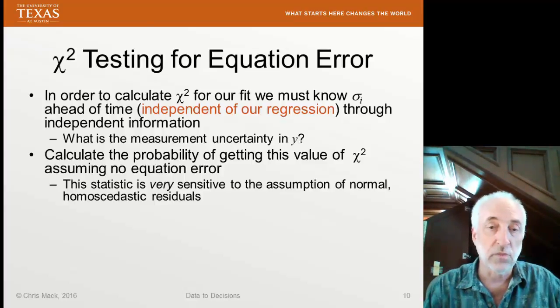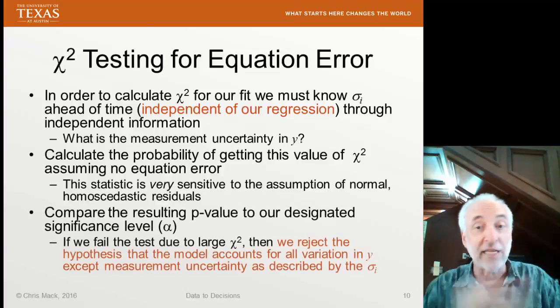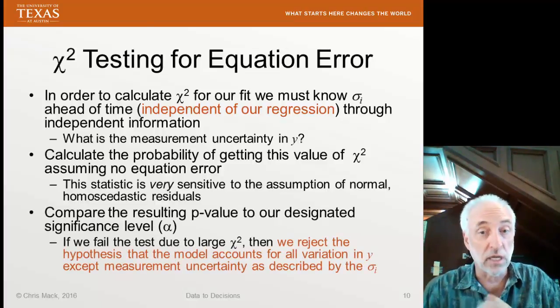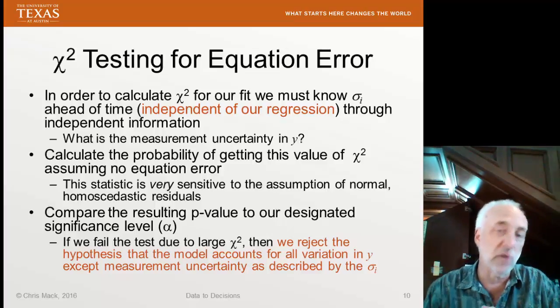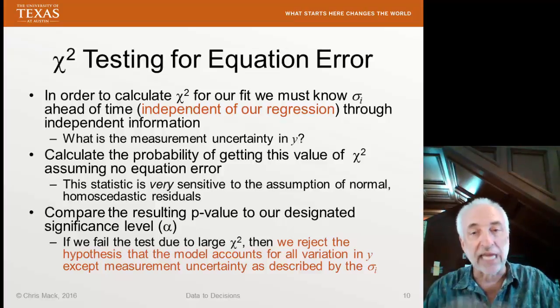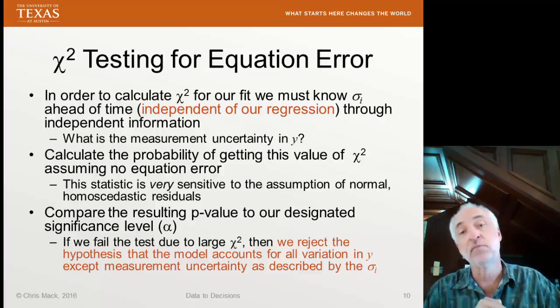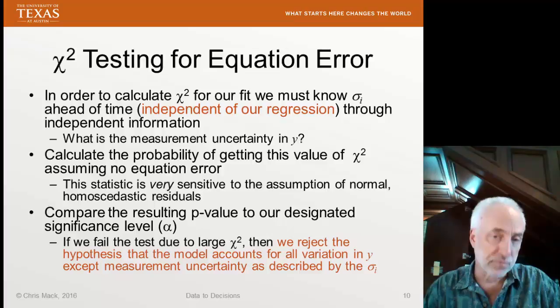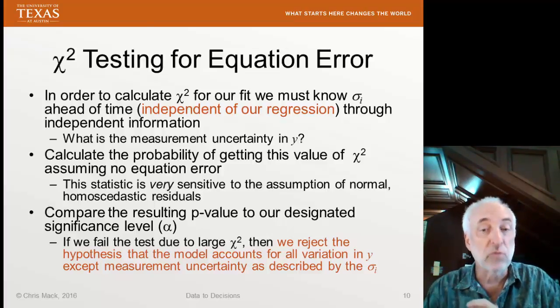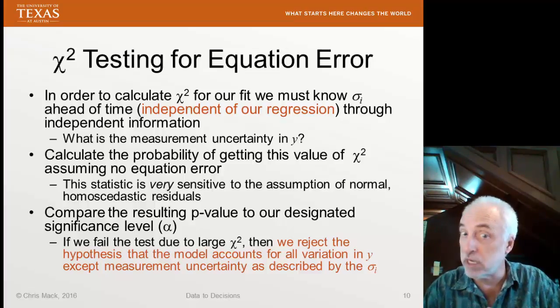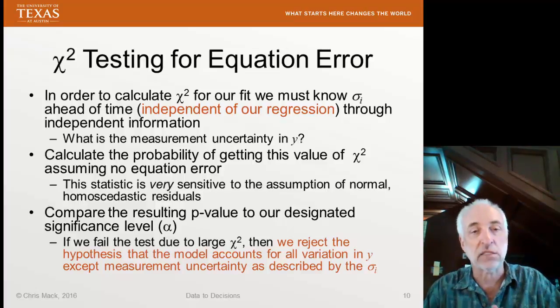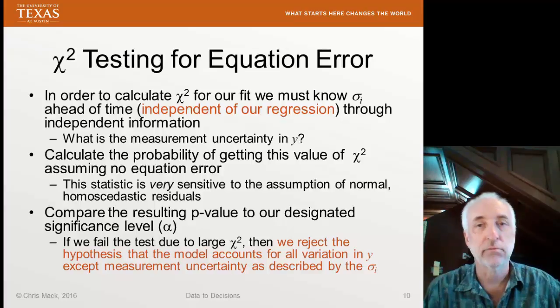And only after we're convinced we have normal residuals and homoscedastic residuals should we even attempt to do a chi-square test. But if we do, then we can calculate the p-value and compare it to our significance level, alpha. So 0.05, 0.01 value for alpha. We can calculate the p-value, the probability of getting a chi-square statistic this extreme or greater, given the assumptions. And then ask, can we reject the null hypothesis that the model accounts for all the variation in Y except measurement error? That's the test that we will perform.